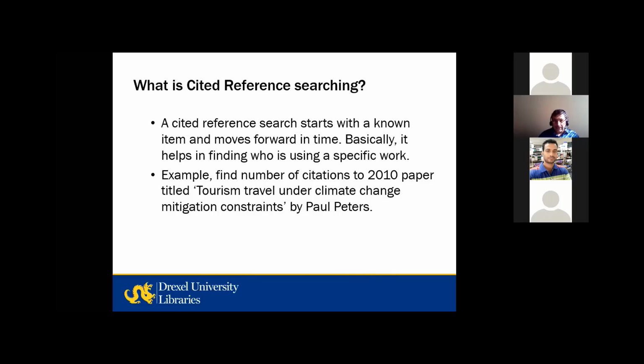So it is helping you to find who is using a specific work. And for today's example, we are going to take this paper, Tourism Travel Under Climate Change Mitigation Constraints. It was published in 2010 by Paul Peters, and we can try to find out how many times this paper is cited.